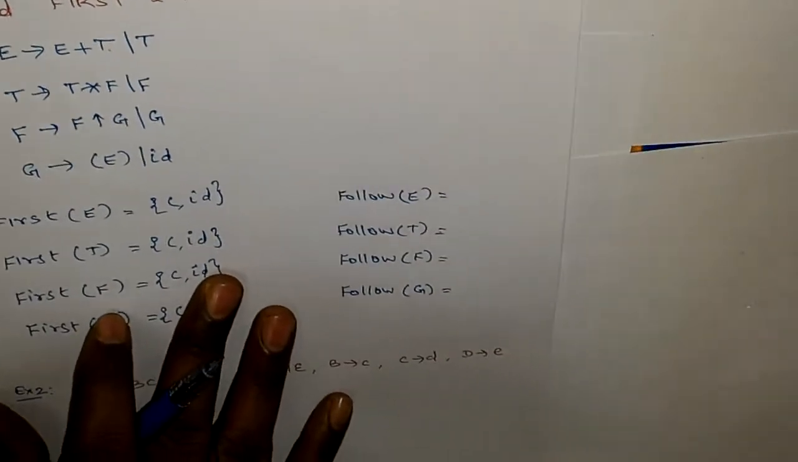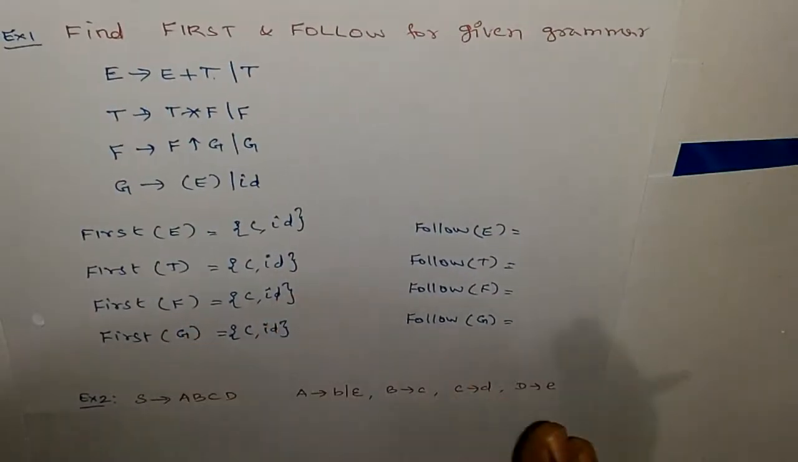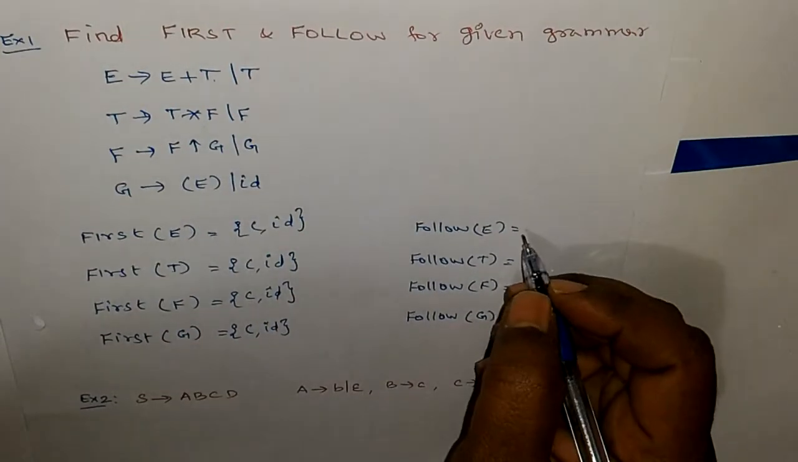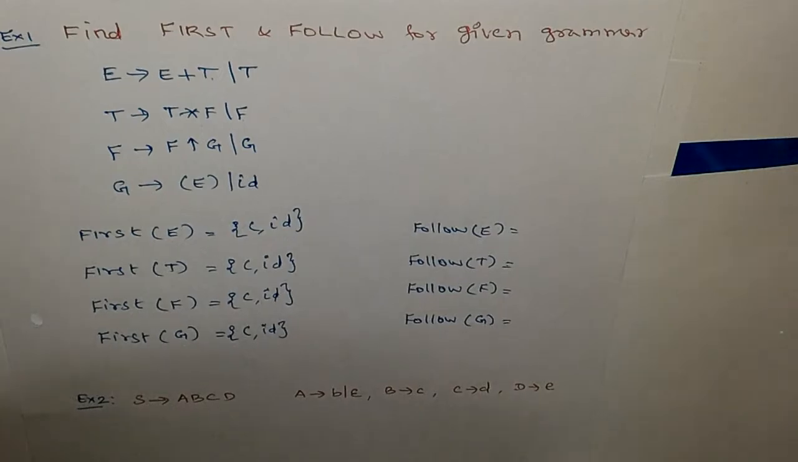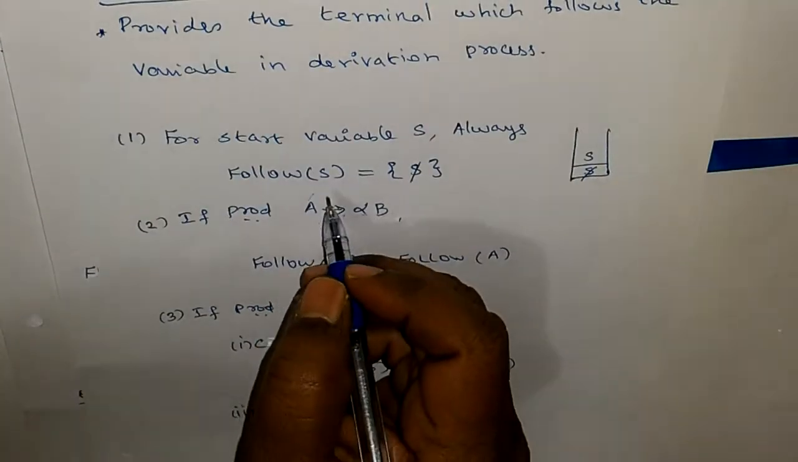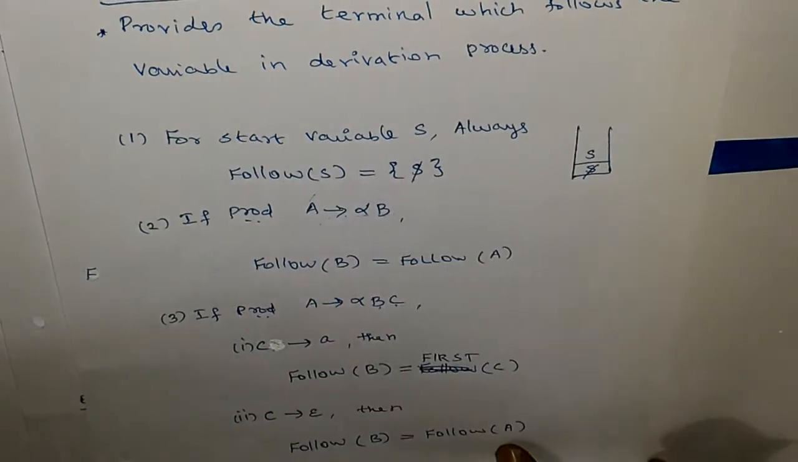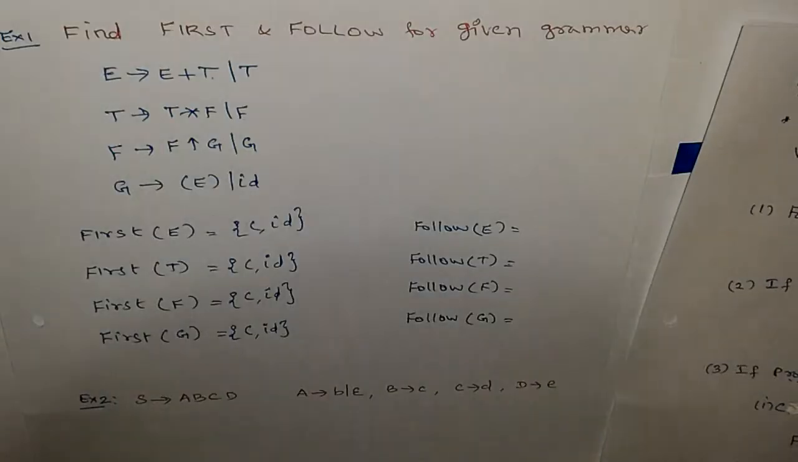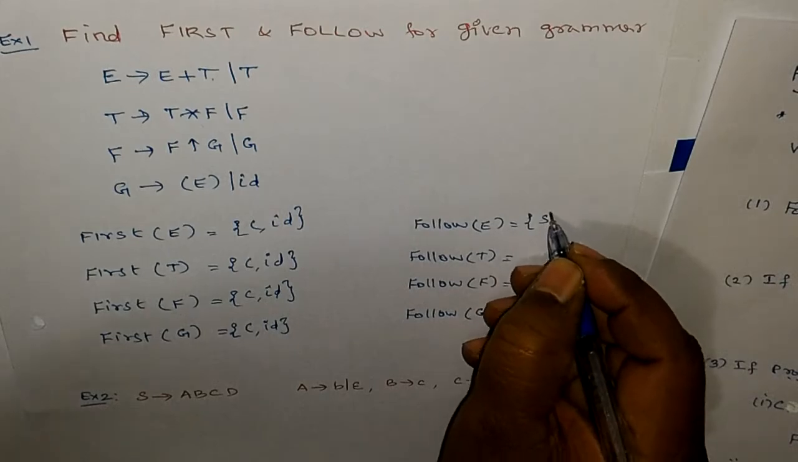Then we have to find follow of all variables. In follow of all variables, as per the procedure, the follow of root variable is dollar. So follow of root variable is now dollar. We will start with dollar.